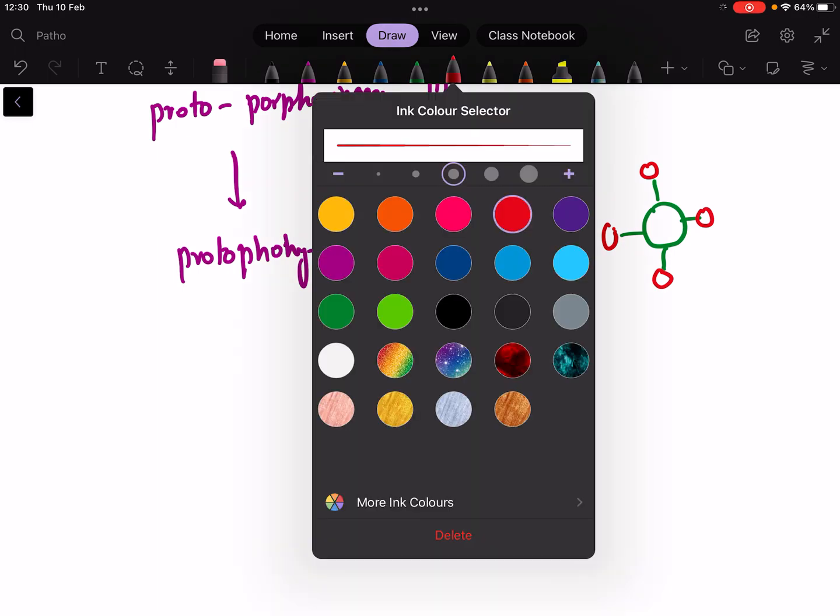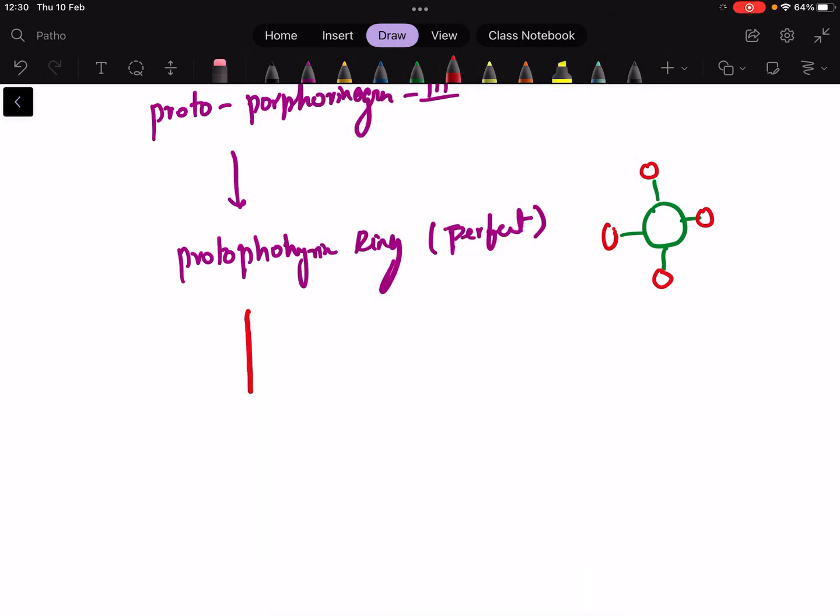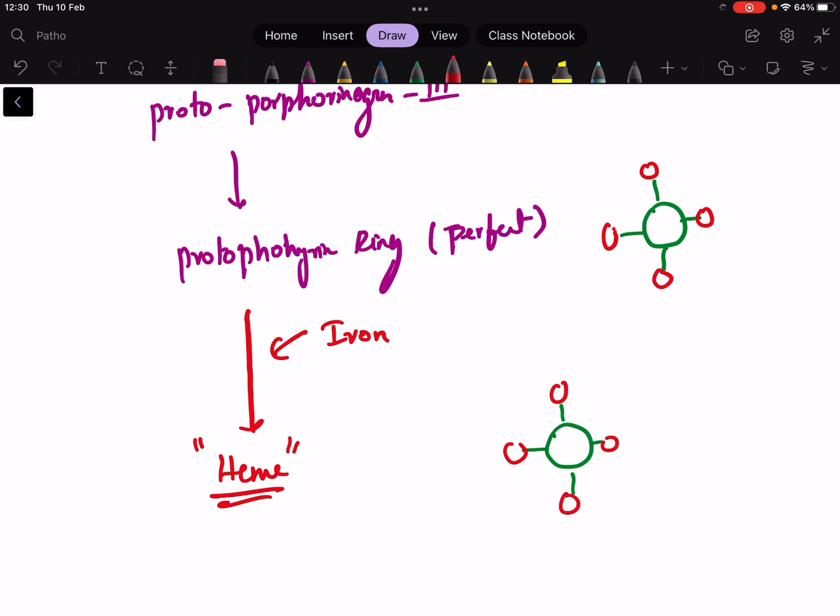To this protoporphyrin ring, if we add iron, the newly formed compound is your heme. So suppose this is your protoporphyrin ring again with 4 pyrrole rings. Now we are going to add iron in the middle of this. So the newly formed compound is your heme.